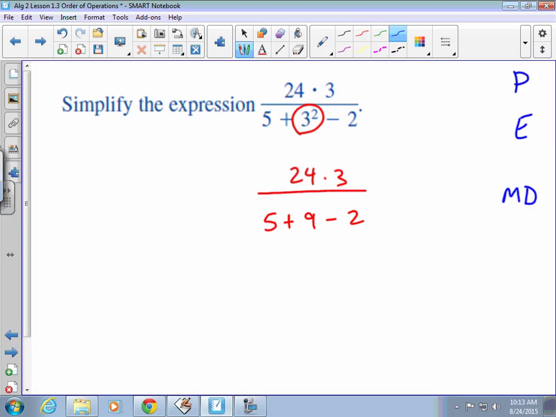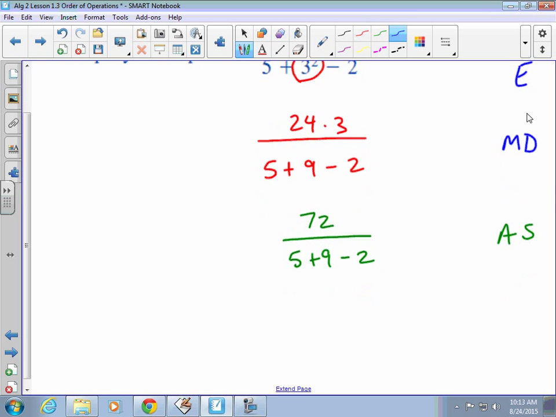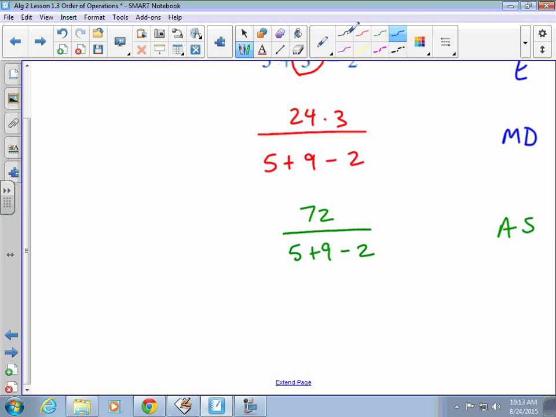So we have multiplication in a problem. 24 times 3 is going to be 72 on top. So 72 times 5 plus 9 minus 2. And then the last part of our order of operations is our addition and subtraction. 72 is going to be on top still. 5 plus 9 is 14, and 14 minus 2 is 12.